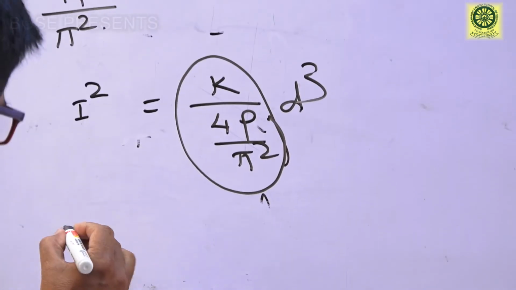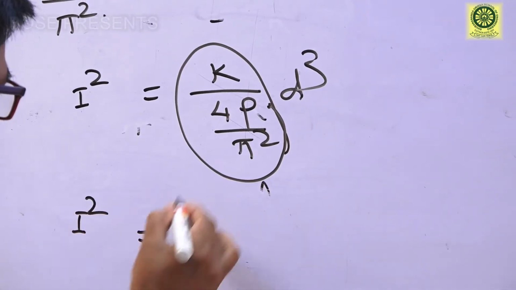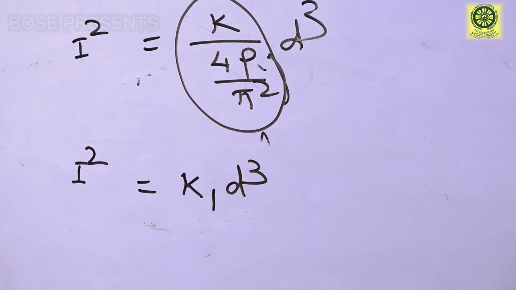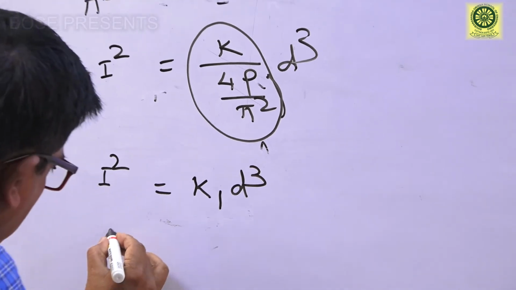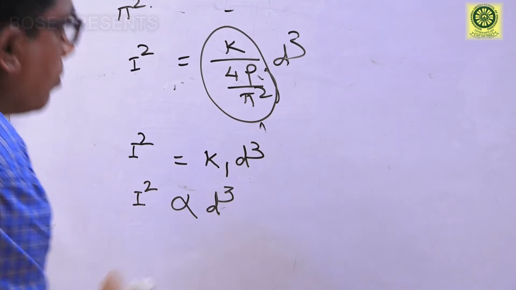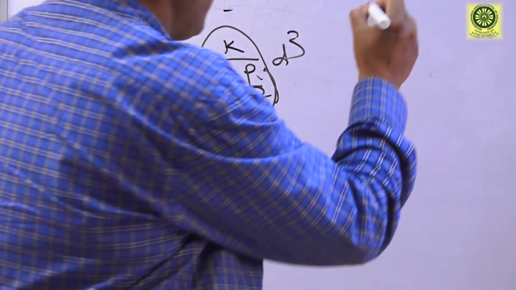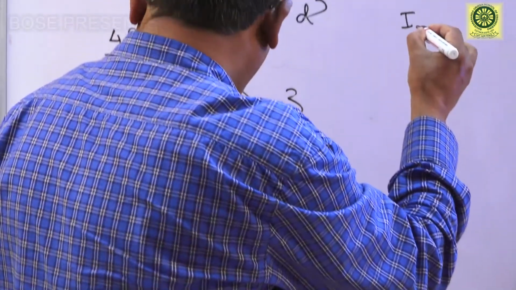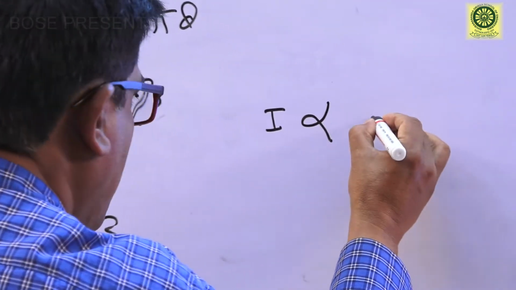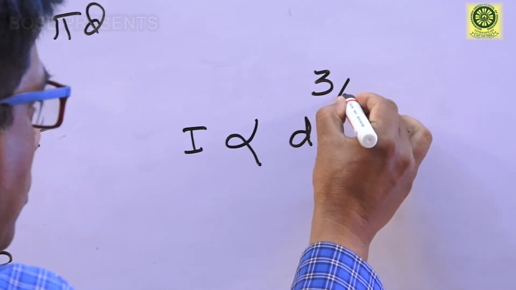So I can write I square is equal to another constant into D cubed. Or I can write I square is directly proportional to D cubed. Or I can write I is directly proportional to D to the power 3 by 2.